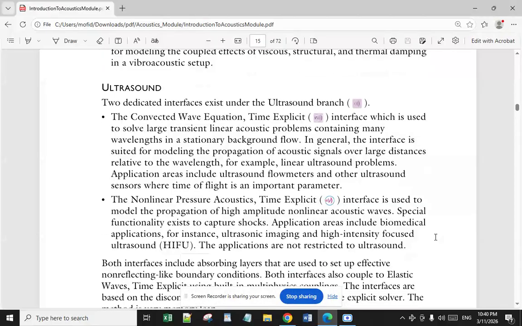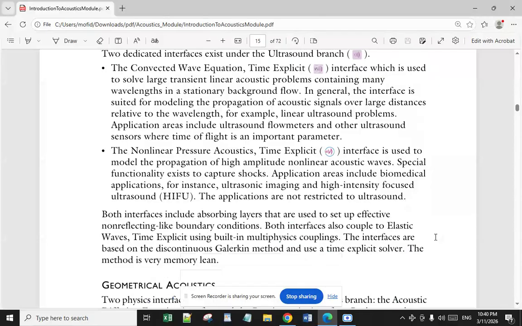The next one is the Nonlinear Pressure Acoustics, Time Explicit interface, used to model the propagation of high-amplitude nonlinear acoustic waves. Special functionality exists to capture shocks. Application areas include biomedical applications, for instance, ultrasonic imaging and high-intensity focused ultrasound. The applications are not restricted to ultrasound.